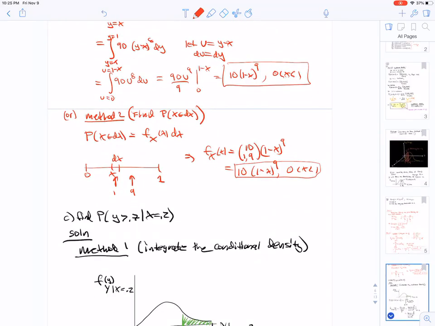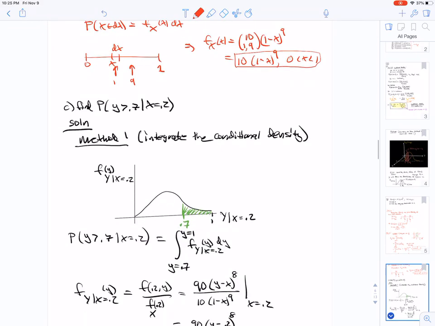Or, a little more straightforward, you could just find the probability that X is in dx, which means that you have one dart in dx. Remember, X is the first order statistic, and that means you have 9 darts after x. So we get 10 choose 1, 9, 1 times (1 minus x) to the 9th, which gives us the same answer.